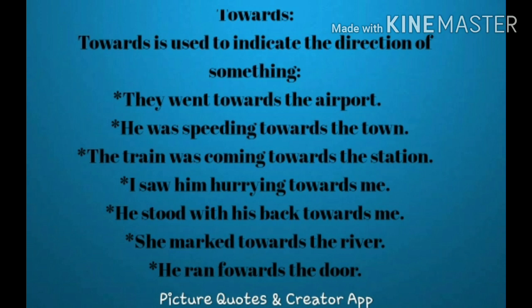Look at the next example. She walked towards the river. The process is going on, and we point out the direction of the movement of a person or something. I have already told you we use towards in front of that particular word. The next example, he ran towards the door. So he was running and his direction is towards the door. So to indicate a direction we use the preposition towards.